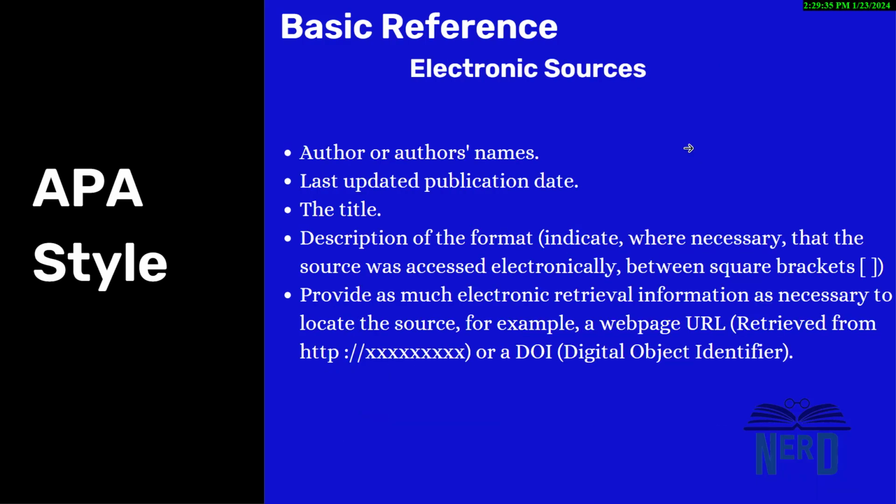Now let me tell you about if you're finding things from the internet or electronic sources. What do you do? There should be a description of the format and the last name. It starts with the author's name, then the publication date like previously, then the title, then the description of the format, right? And of course between square brackets there should be that the source was accessed electronically. Like for example, you can see here a web page, URL retrieved from this particular website, then bracket close, or you can just mention the digital object identifier, which is your DOI, right?